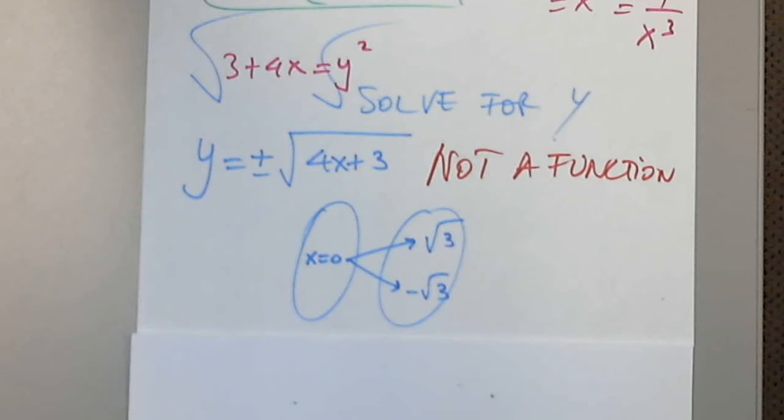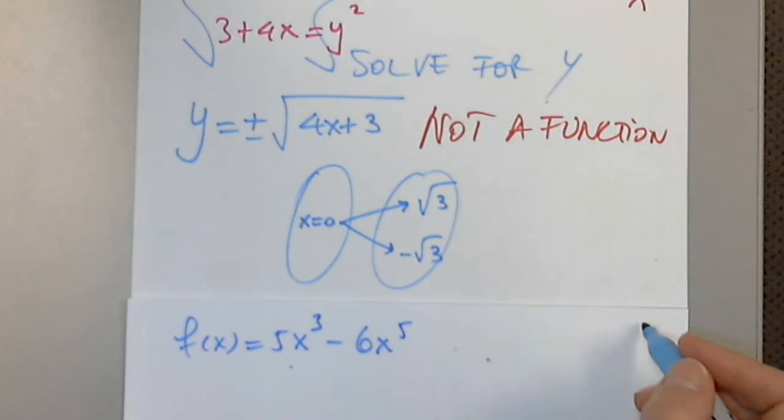What about number 5 on the white? Yes. On the same page? Yeah. F of x equals 5x cubed minus 6x to the 5th. Okay, so the question here is, is this function symmetric? What does that mean? What do I have to do? So what am I really asked? Here's what I'm asked. Function of negative x.